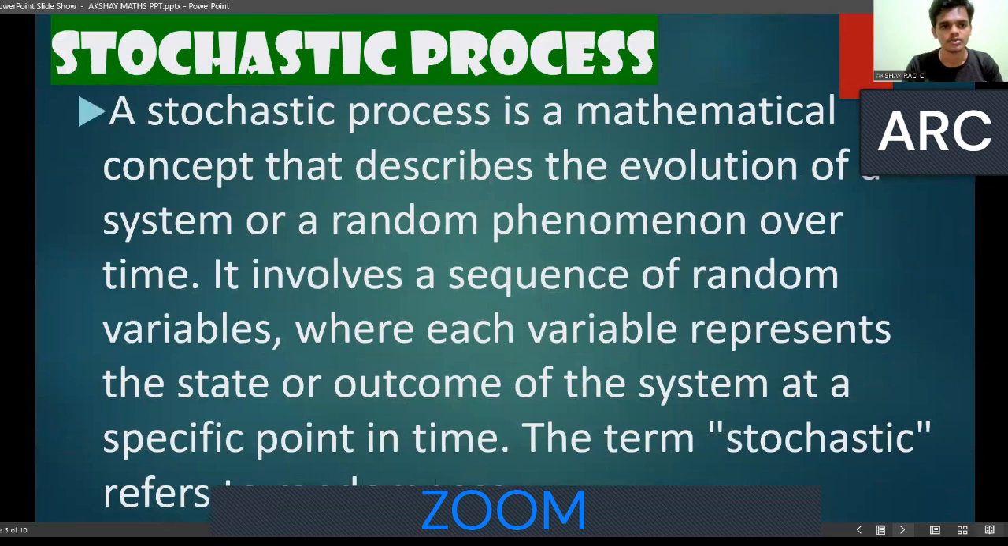Okay, let's discuss stochastic processes. We all know that a stochastic process is a mathematical concept that describes the evolution of a system or a random phenomenon over time. It involves a sequence of random variables, where each variable represents the state or outcome of the system at a specific point in time. The term stochastic refers to randomness. So stochastic is known as randomness.